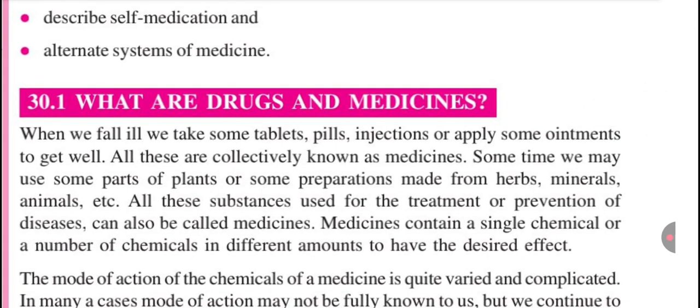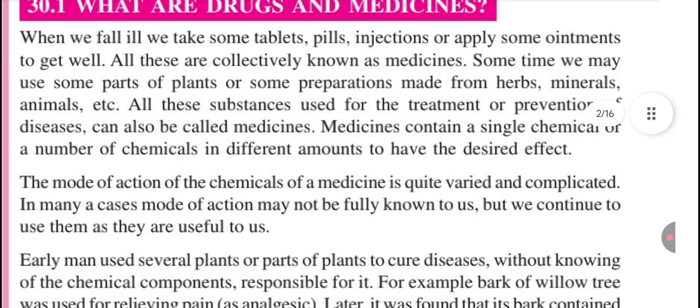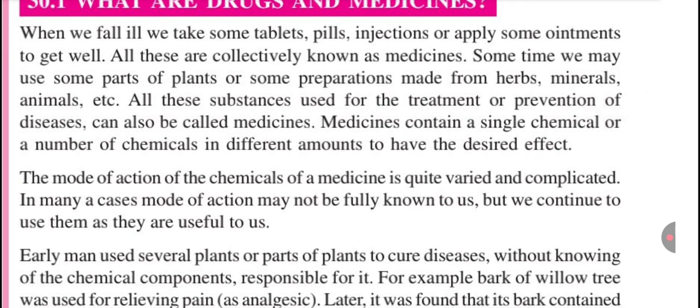What are drugs and medicines? When we fall ill, we take some tablets, pills, injections, or apply some ointments to get well. All these are collectively known as medicines. Sometimes we may use some parts of plants or some preparations made from herbs, minerals, animals, etc. All these substances used for the treatment or prevention of disease can also be called medicines.